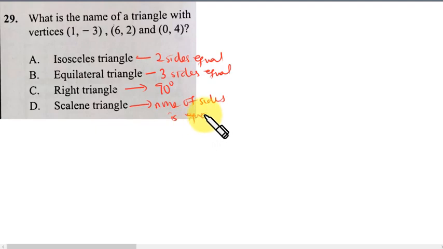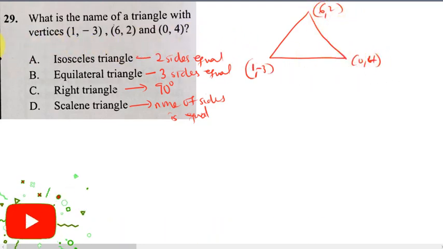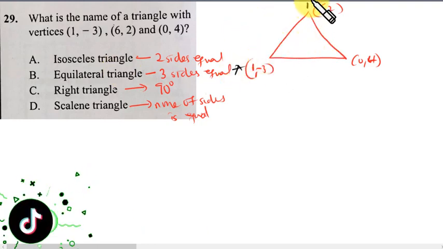So to do that, we are talking about sides. So that means that we have to find the distance between these points. So let us say this is the triangle we are talking about here. Let's put the point (1, -3) here, the point (6, 2) here, and that of (0, 4) also here. So let me find the distances between these points. Let me call them point A, point B, and point C.